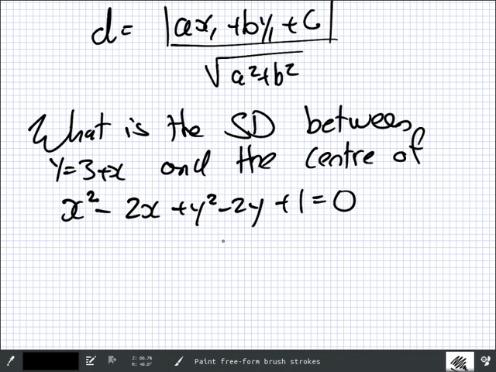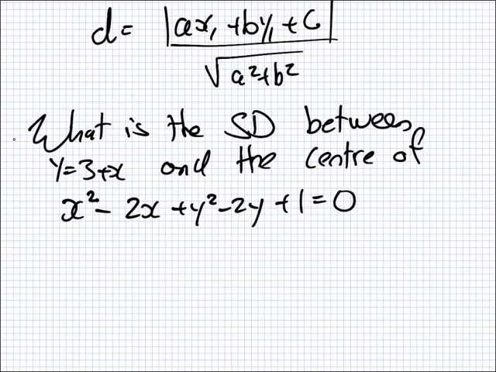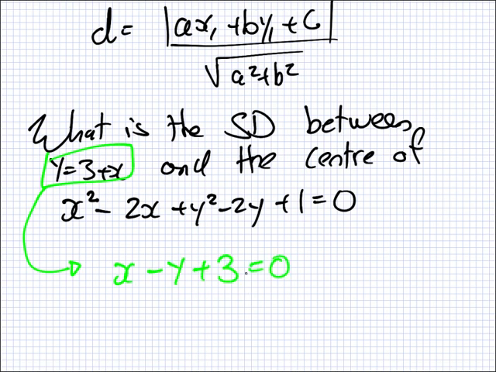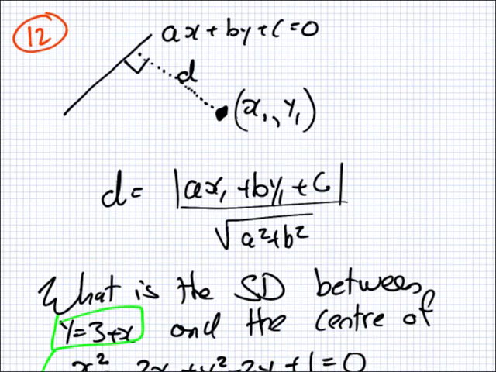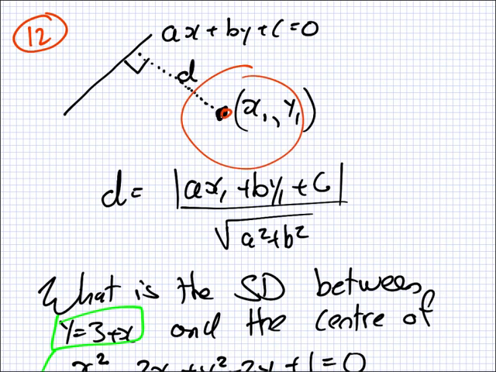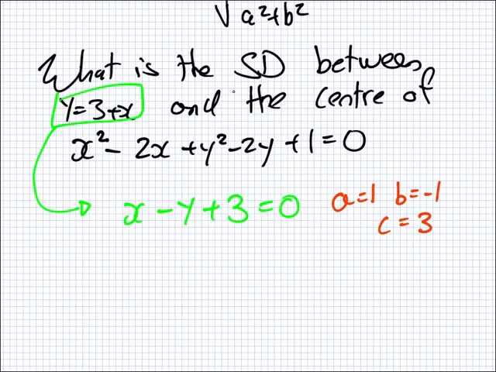Right, so my first thing I should do, I'm just going to change this into x minus y plus 3 equals 0. So then I can clearly see that a is 1, b is minus 1, and c is 3. Now my point is the center of the circle. So what should I do next? Well, then I should get the center of the circle.